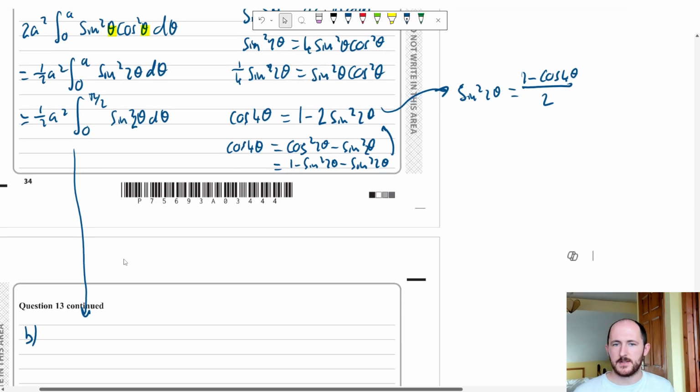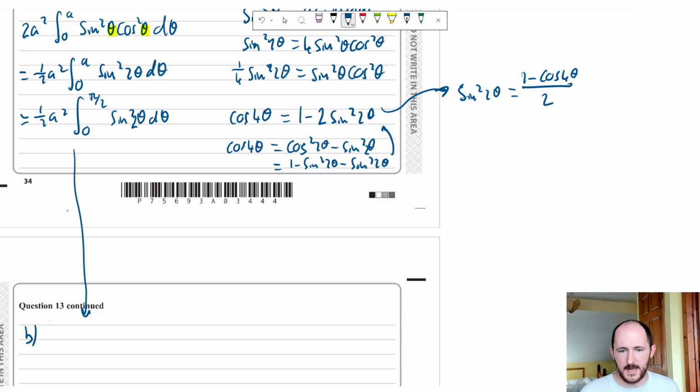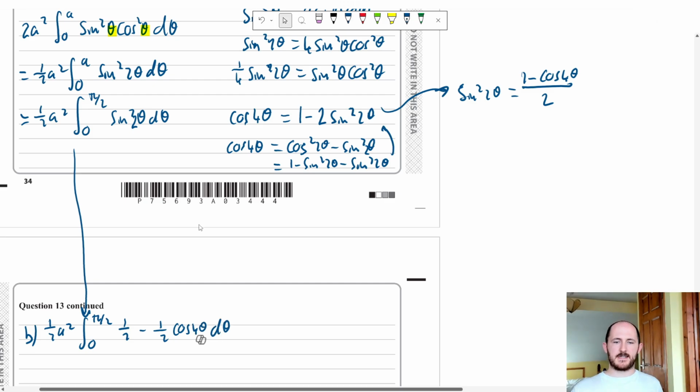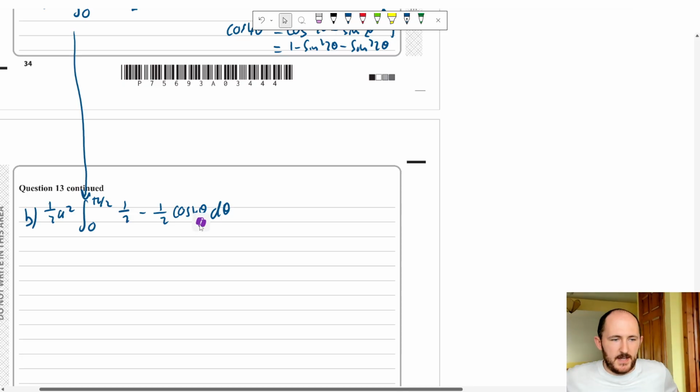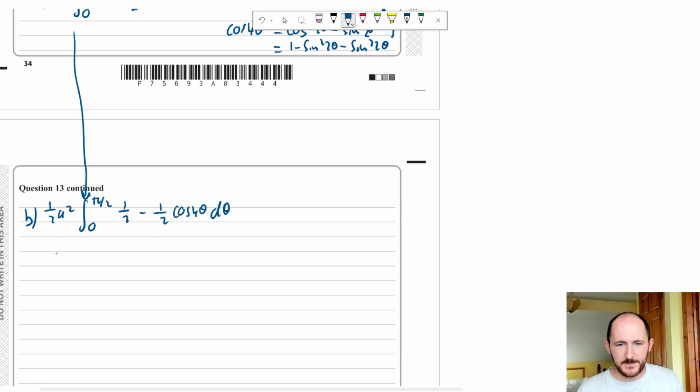Yes, I can. So this just becomes the integral between 0 and pi over 2, of a squared times 1/2 minus a half cos 4 theta. Yay. That's a lot easier to do. Mother of God. Alright, now let's do this. My hand's getting a tiny bit tired, I'm not going to lie to you.